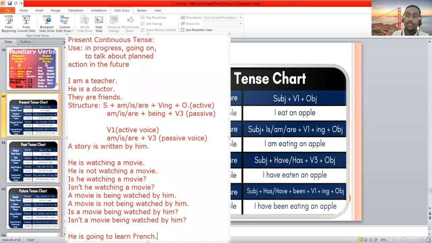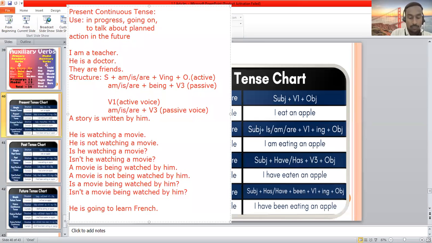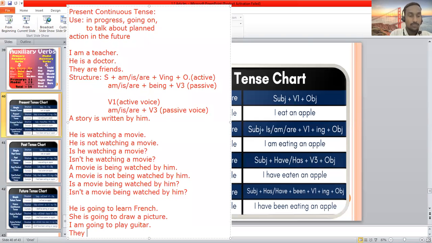Or you're not clear with one. Should I give one more example? If you read this, she is going to draw a picture. I'm going to play guitar. They are going to watch a movie. The car is going to crash.